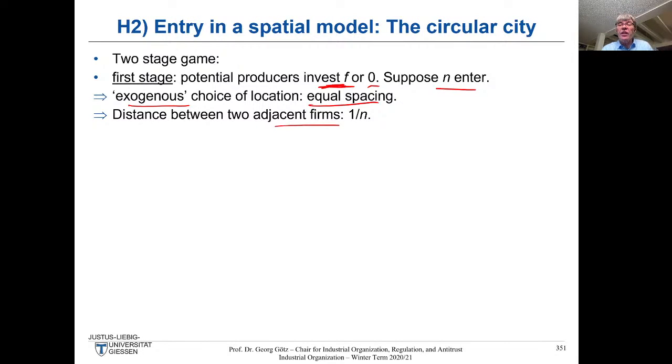Okay, so that's what we assume here. That's what is called costless relocation of firms. The firms decide on locations only after the number of firms is determined. That's the assumption. And then they, of course, would again choose maximum distance, and that would give equal spacing.